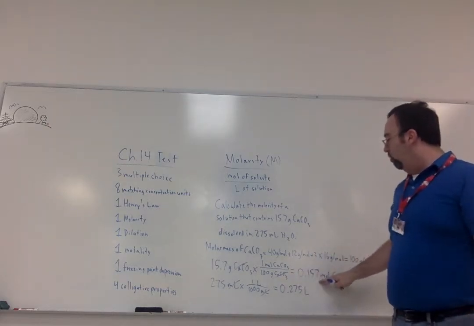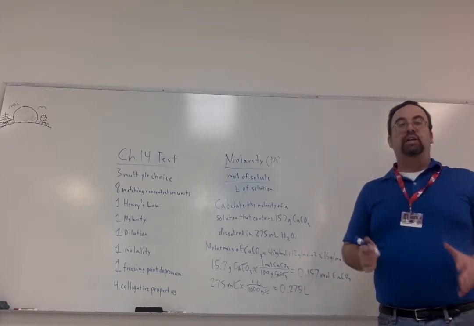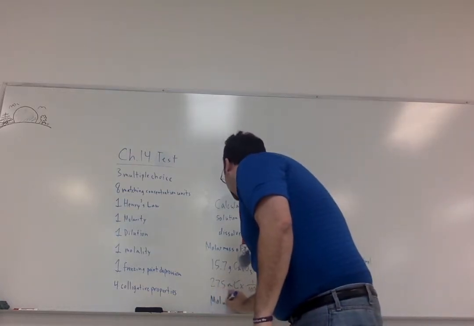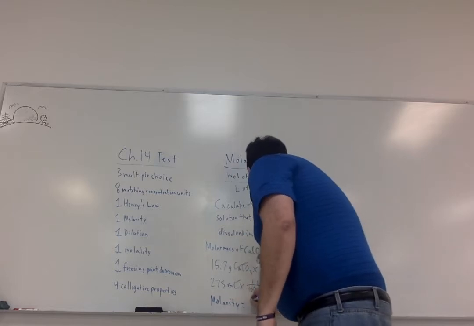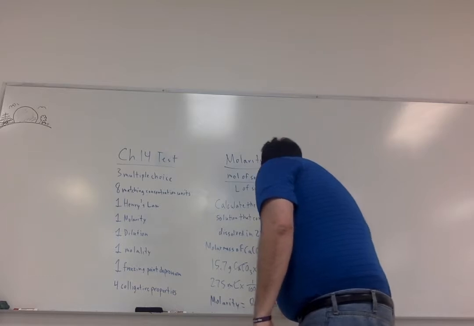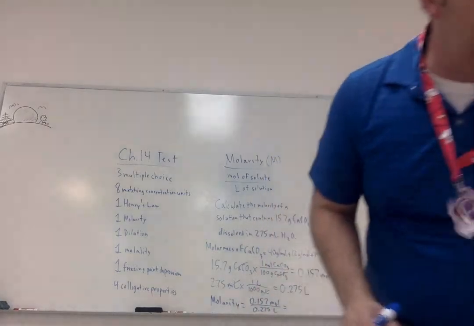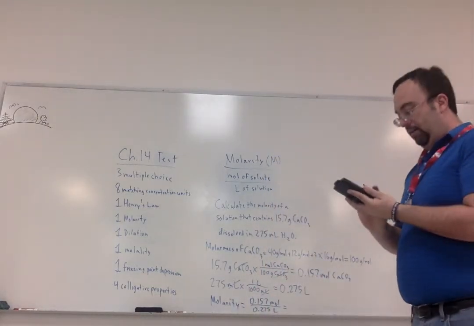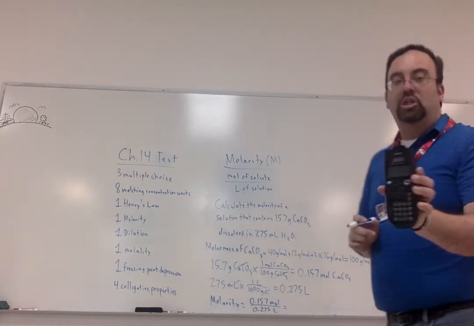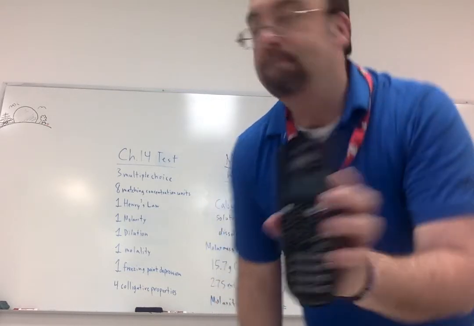Now that we have both the moles and the liters, we simply take this number divided by that number, and that should give us the concentration in terms of molarity. And so our molarity is going to be 0.157 mole divided by 0.275 liter. And so I need to use my calculator to solve this. So we have 0.157 divided by 0.275. And so when we do that, we're going to end up with something roughly about 0.57.